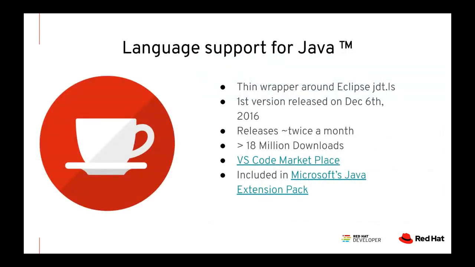What I'll be showing today is the language support for Java. It's just a thin wrapper around the JDT.LS. It was initially shipped in December of 2016, and it releases about twice a month. You can get it from the VS Code Marketplace, and it's also been included in Microsoft's Java extension pack. If you've downloaded that extension pack, which is quite excellent, it comes with the debugger and a bunch of other tools that you would probably want, so you'll get this one.